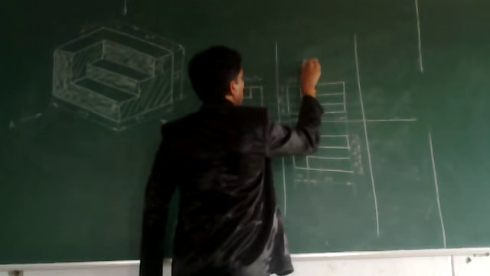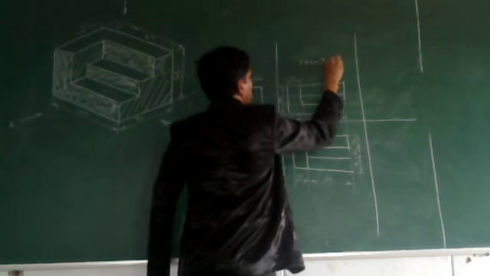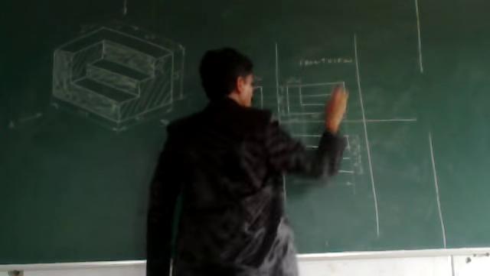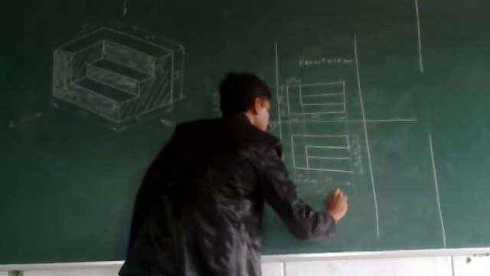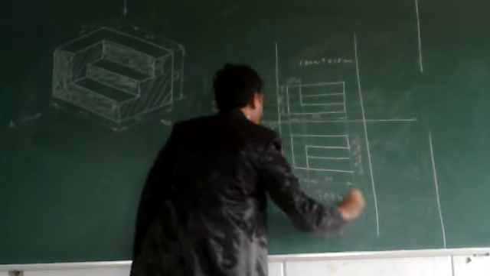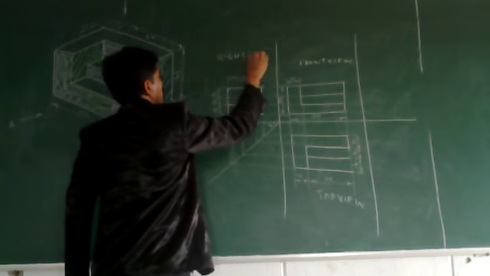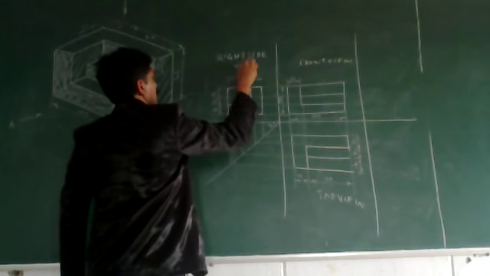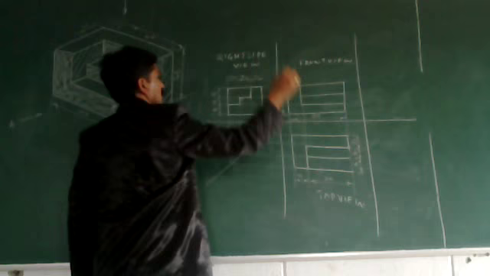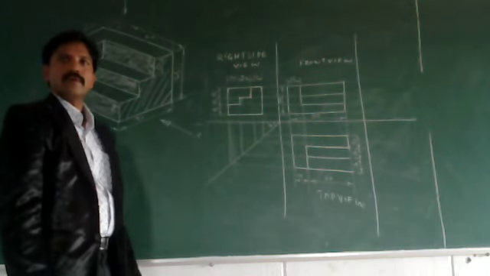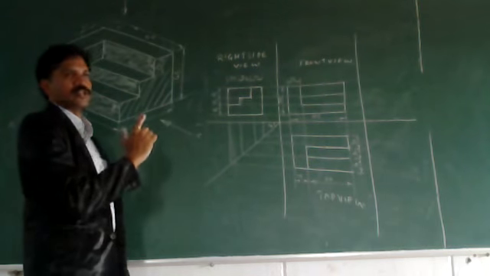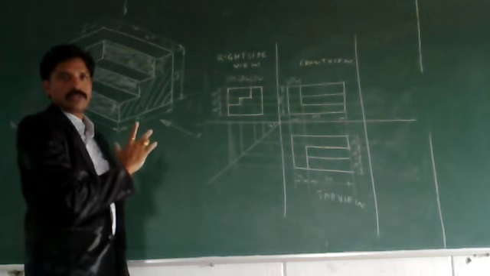And see the specific, that is the front view. And top view. And this is about the right side. Right side. Lines. Right side. 20. Okay. So this is about just the concept of the orthographic.